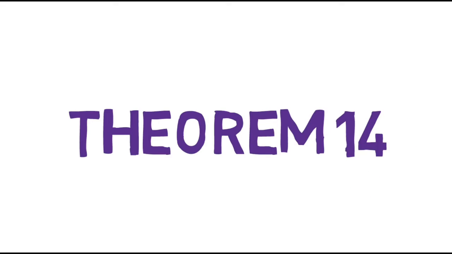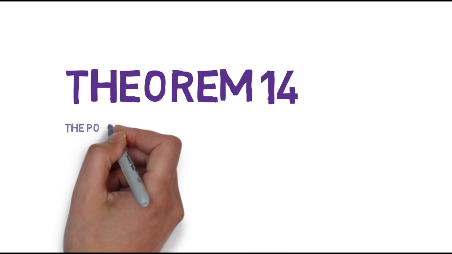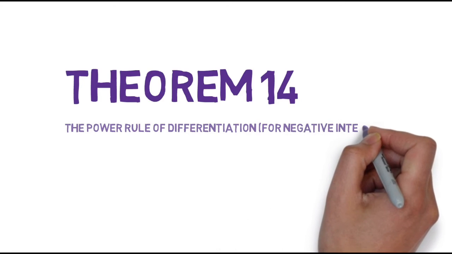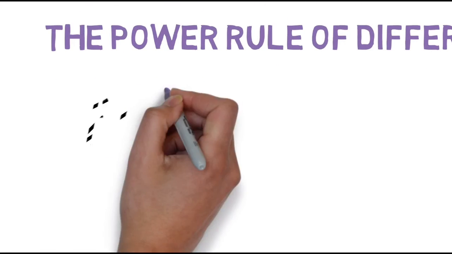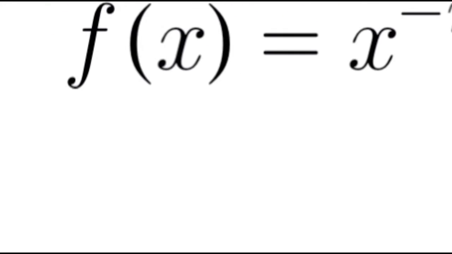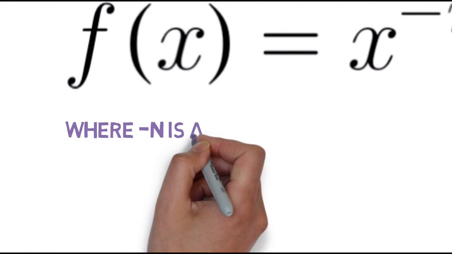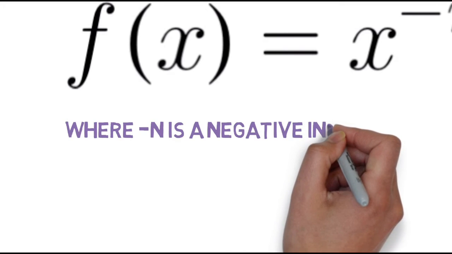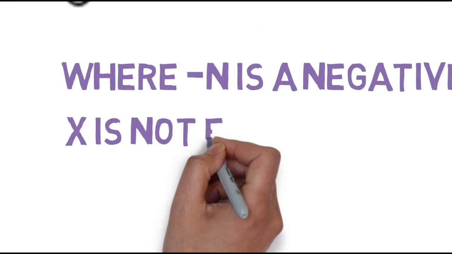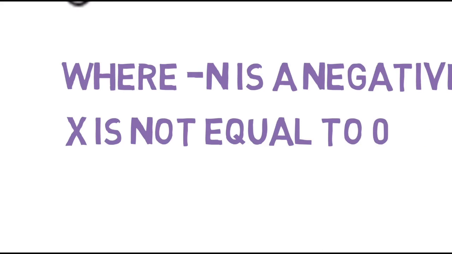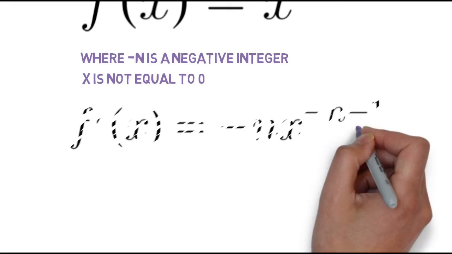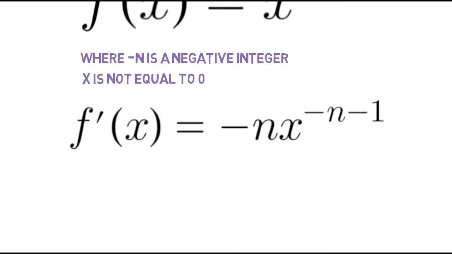This time we'll be tackling Theorem 14, or the power rule of differentiation for negative integers. The theorem states that if f of x equals x to the power of negative n, where negative n is a negative integer and x is not equal to 0, then f prime x equals to negative nx to the power of negative n minus 1.